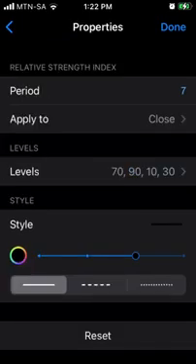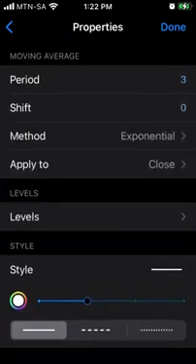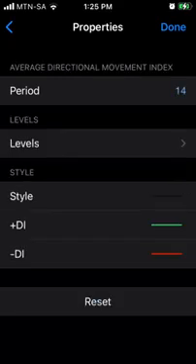The next one is the moving average. The period is 3. Shift is 0. Method is exponential. Apply to close. And finally the style is 0. Our final indicator is the Average Directional Movement Index. The period is 14. Style is black. Plus D1 is green and plus D2 is red.